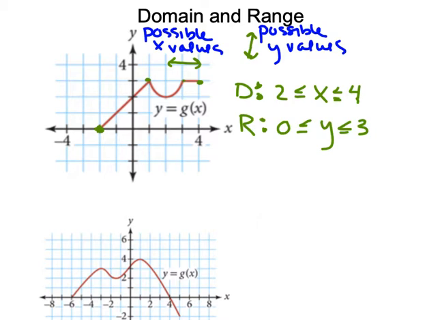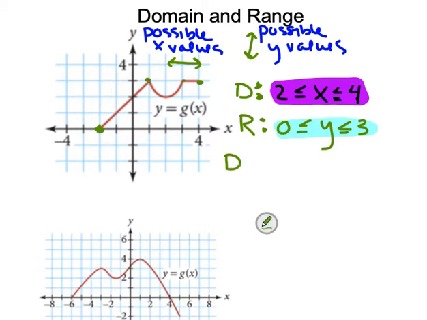So notice I wrote the range from the lowest to the highest, where the domain is a little more obvious, I wrote it from left to right. That is one way to write the domain and range.